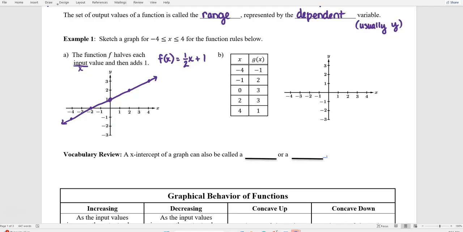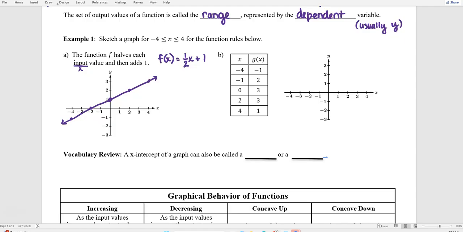Oh, I have messed up though, because I didn't read my directions very clearly. This tells me to sketch a graph for -4 less than or equal to x less than or equal to 4. That's giving me a domain, right? Did I pay attention to that domain when I graphed this? I did not. I put arrows on the end, which would mean it goes on forever and ever and ever.